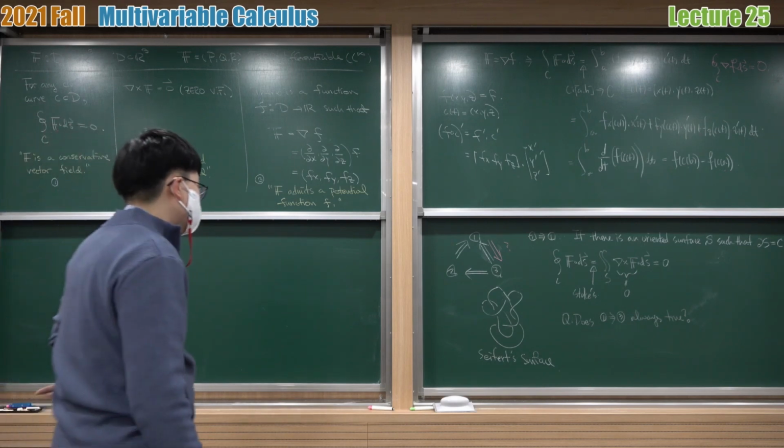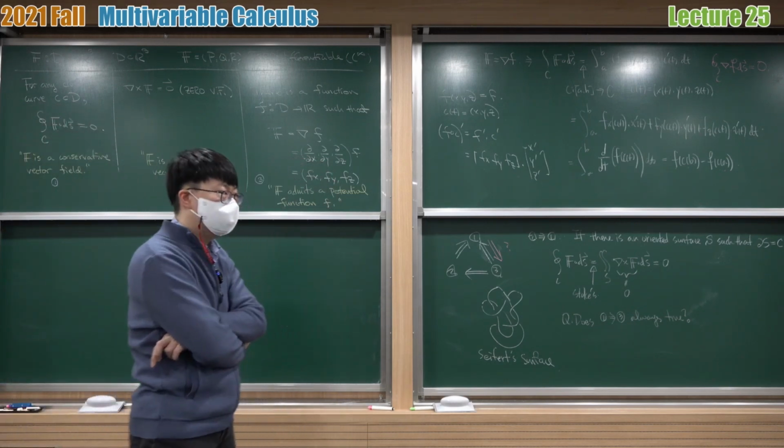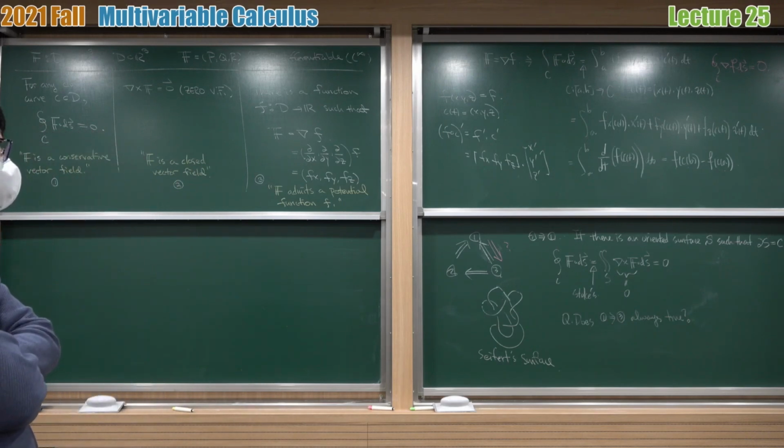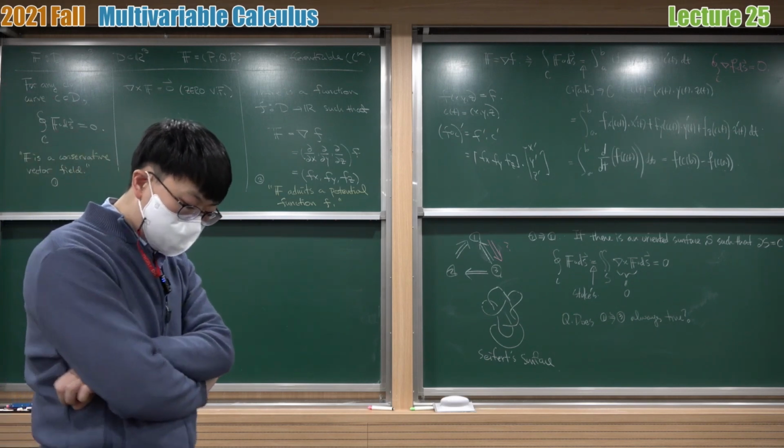Maybe I want to give a counterexample. Well, this is a spoiler, but we show that 3 always implies 1, all right? Let's think about the counterexamples.